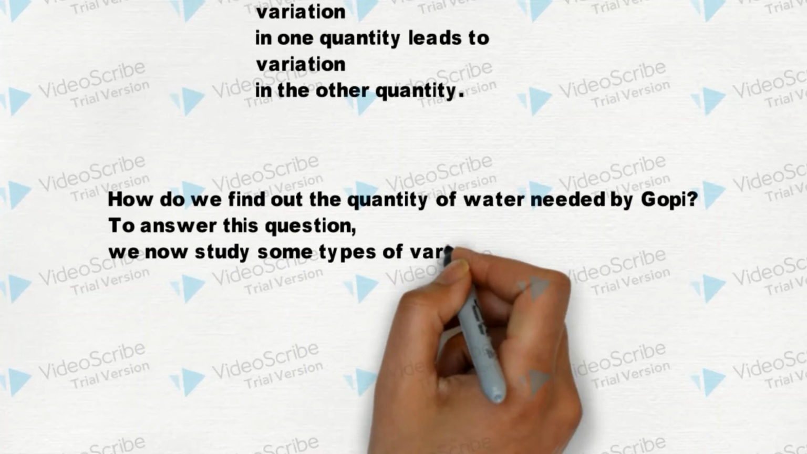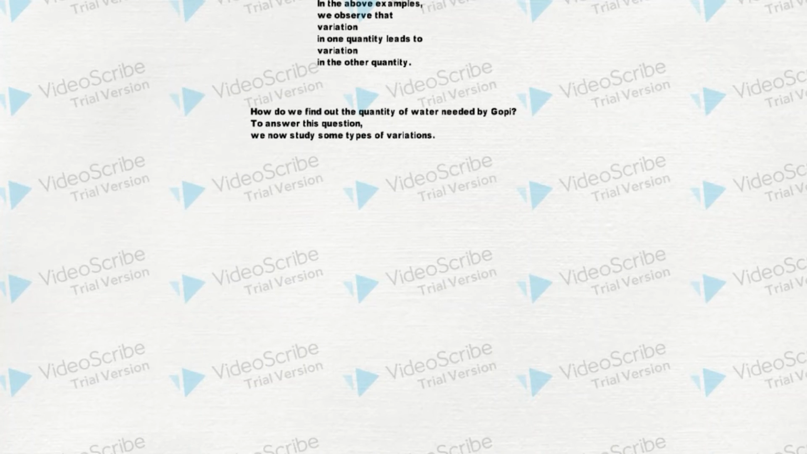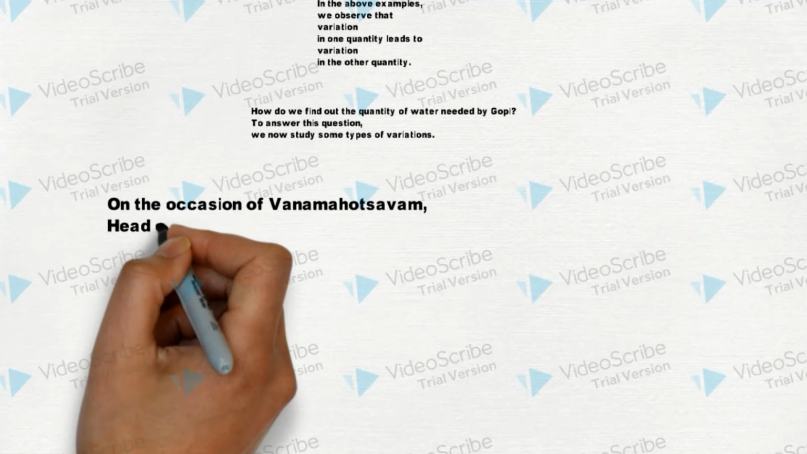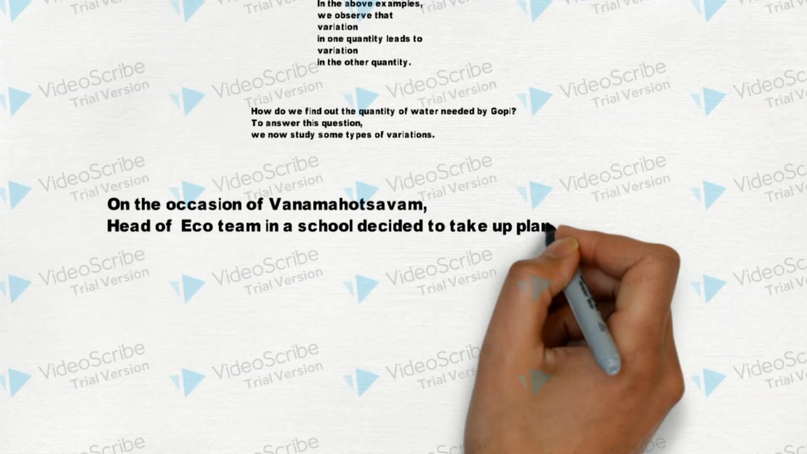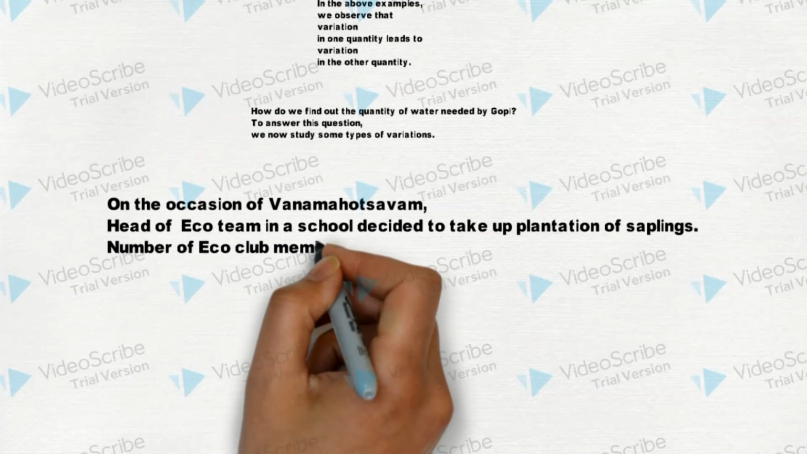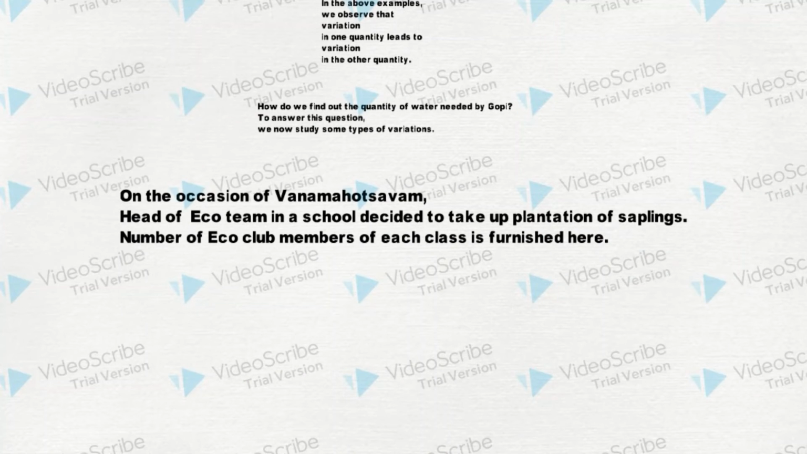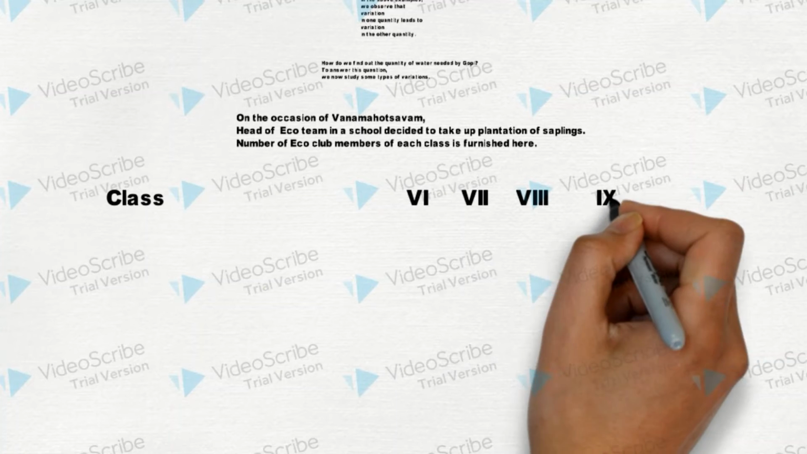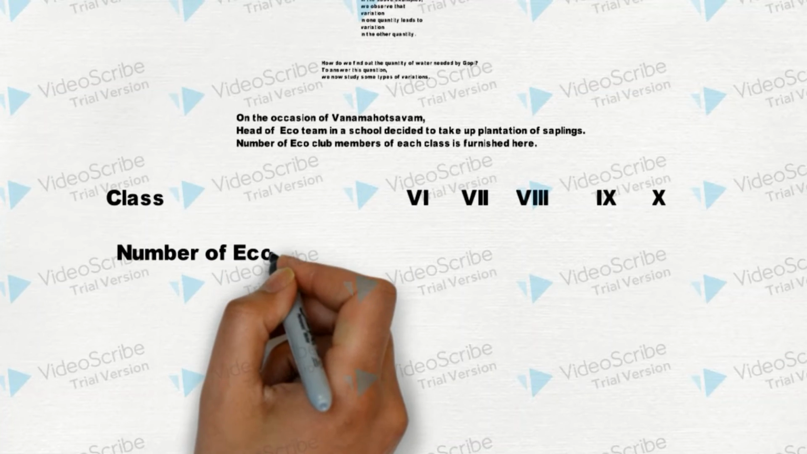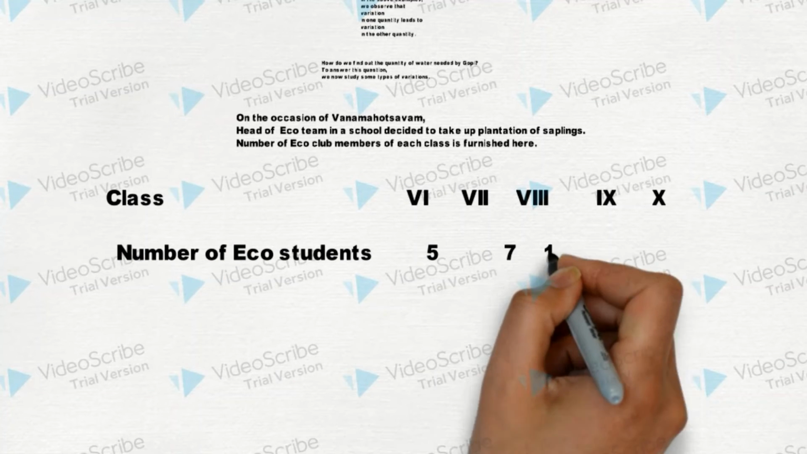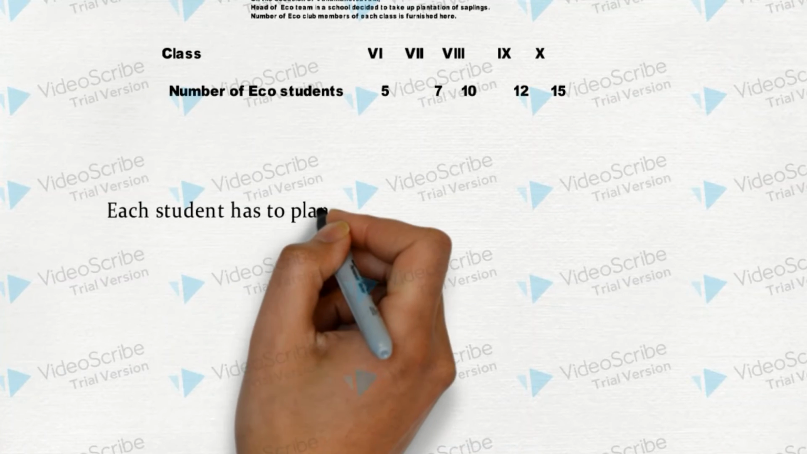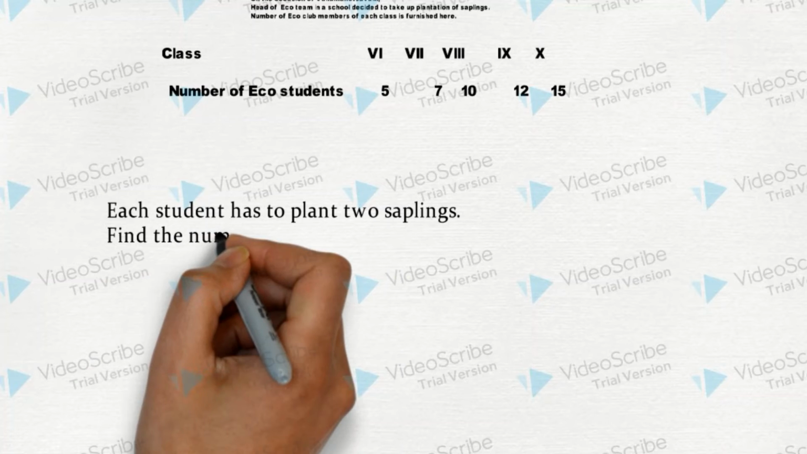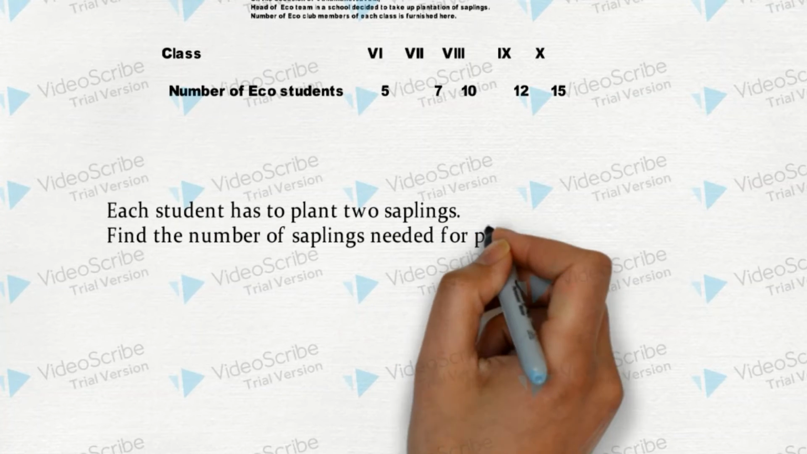On the occasion of Vana Mahotsavam, head of eco team in a school decided to take up plantation of saplings. Number of eco club members of each class is furnished here. Each student has to plant 2 saplings. Find the number of saplings needed for plantation for each class.